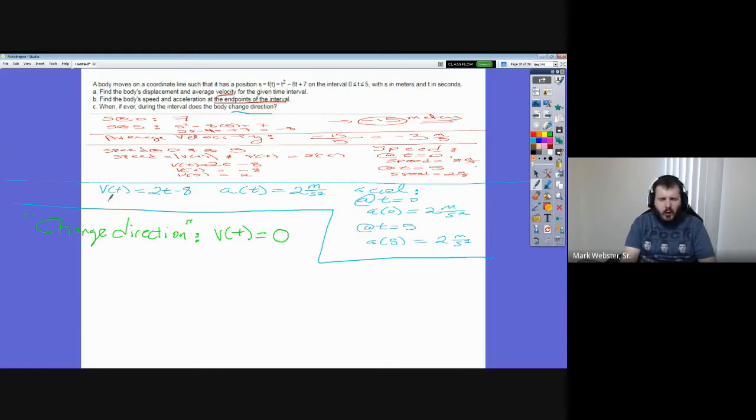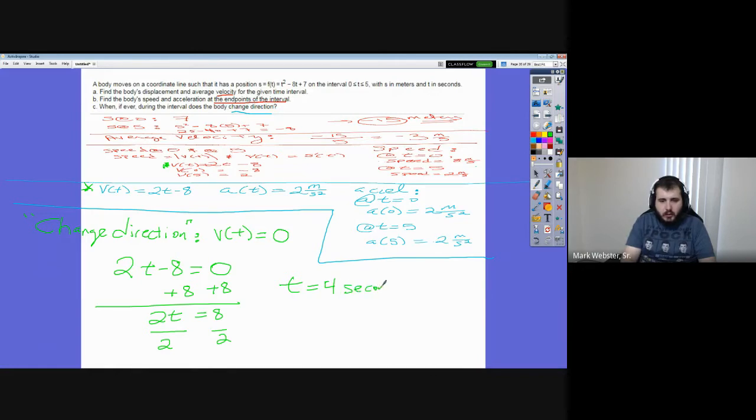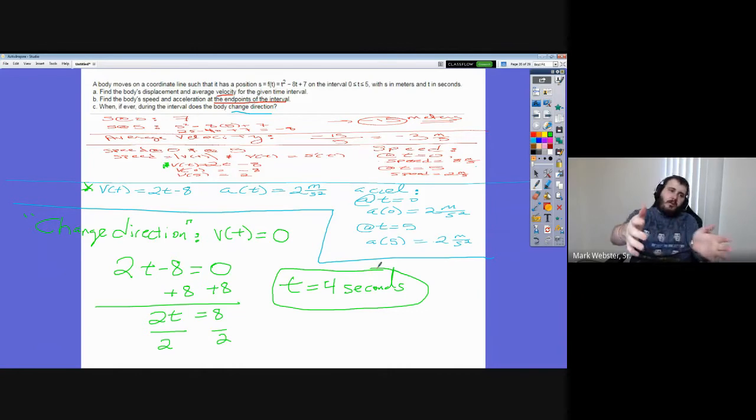Well, we know what the velocity is. It's 2t minus 8, right? We calculated that up here somewhere in this mess. So let's just do that. Where does it change direction? Well, let's solve for t. What we get is that the place where it changes direction is at the 4 second mark. So basically, our body got thrown back, but now it's slowing down, and then it stops at 4 seconds, and now it's going forward again.